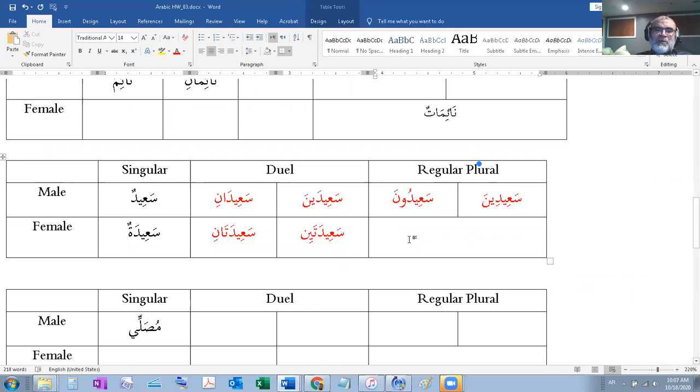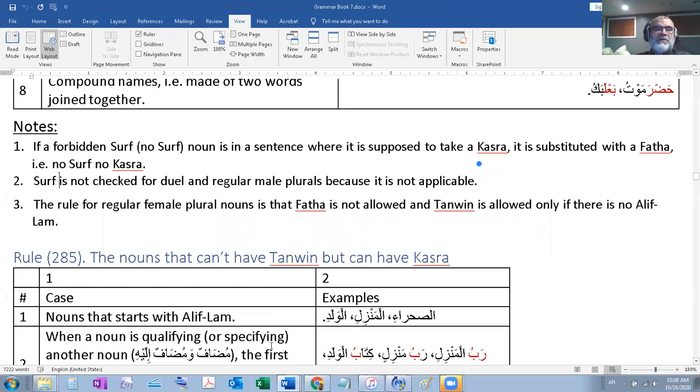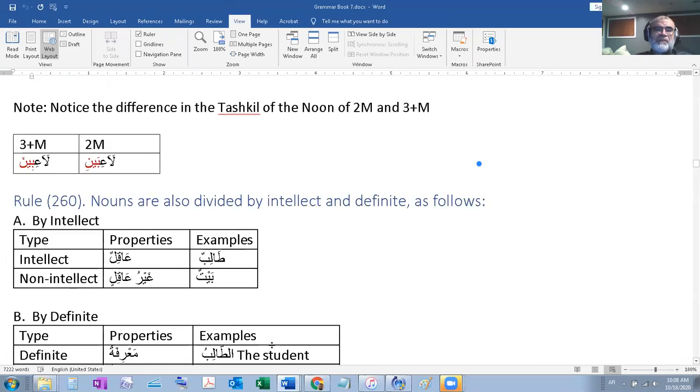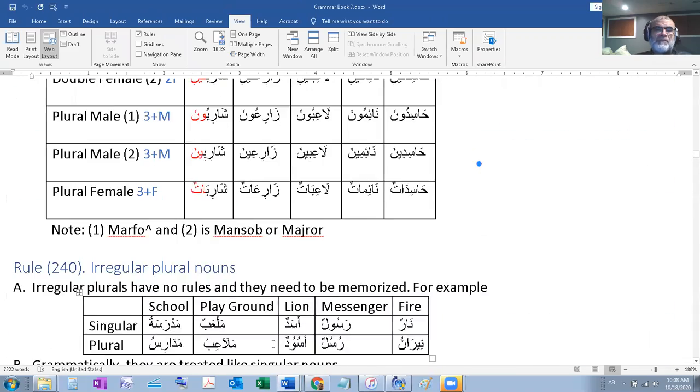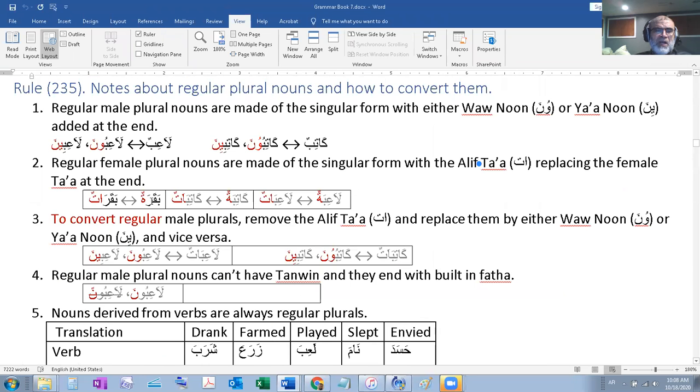Now the regular female plural comes by adding alif ta to the male, or remove ta marbuta and add alif ta. So we go here. How do we convert? See what happened here? بقرة, cow. بقرات. I removed the تاء مربوطة, replaced it with ألف تاء مفتوحة.